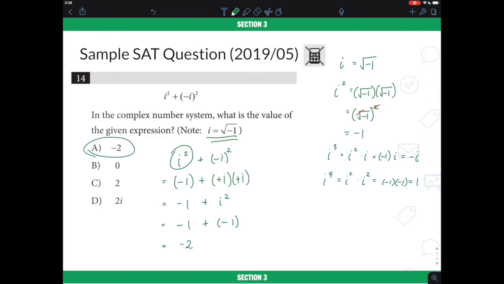Now, the biggest weakness that students might encounter here, if you happen to get this question wrong, is that first, you may not know what i stands for or what i square stands for. So the notes on the right-hand side should be very helpful. Number two is that you have to be very careful to execute the parentheses square on the right-hand side of the expression, the negative parentheses (-i) square.